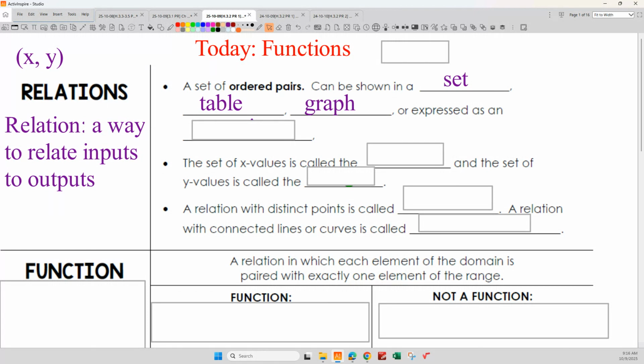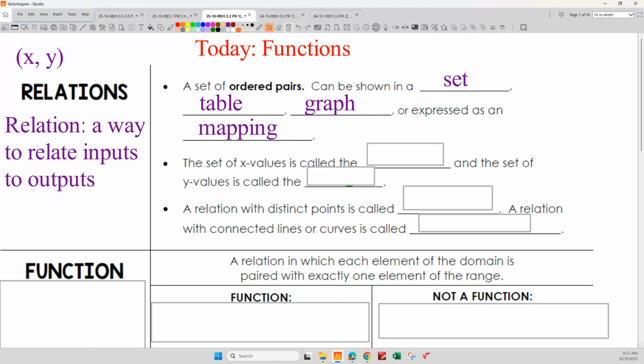It could be a graph. We use graphs a lot. A graph is a really detailed, visual way of showing us relationships between inputs and outputs. Or it could be a mapping, right? What's a mapping? Well, you may not have ever seen that. We'll look at some examples today. You'll see when we get there. Or it could be an equation, right? Probably the most common way for us in algebra is with an equation.